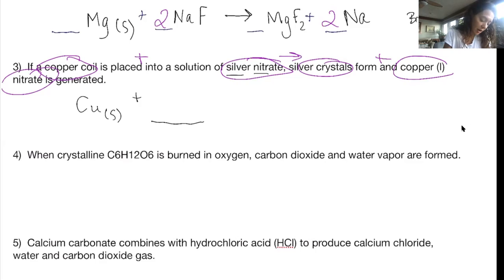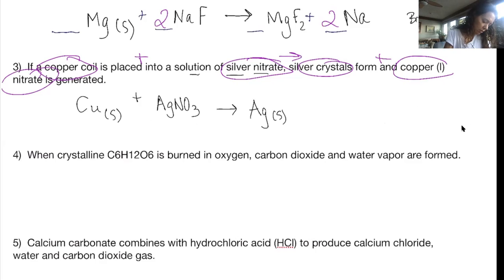Silver nitrate is ionic. Silver has a charge of +1. Nitrate is on the chart. It's an 8. It's negative. Silver nitrate is AgNO3. Okay, silver crystals form. So what are you going to write if something forms? That's correct. We're going to write an arrow. Silver crystals would be silver, just silver.